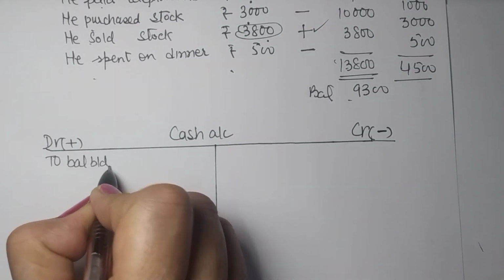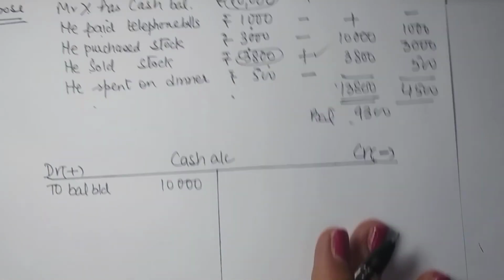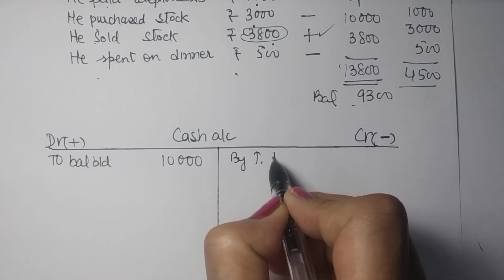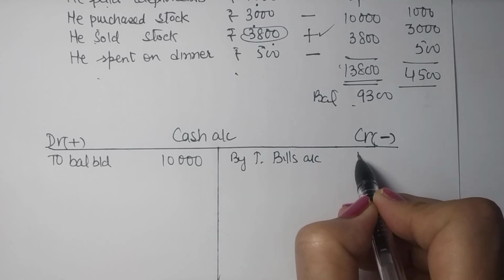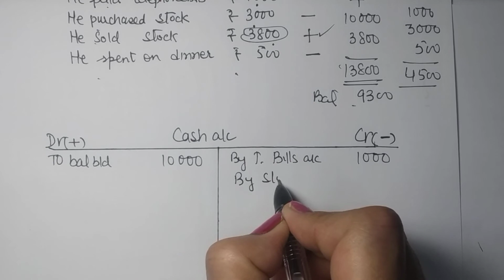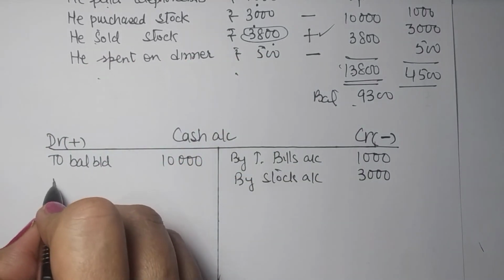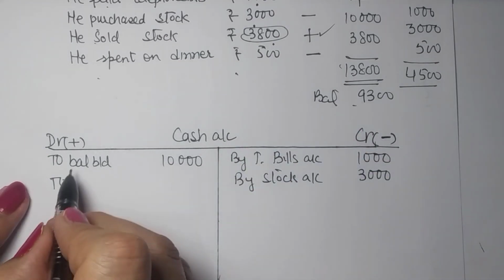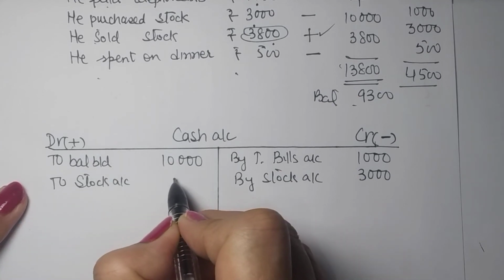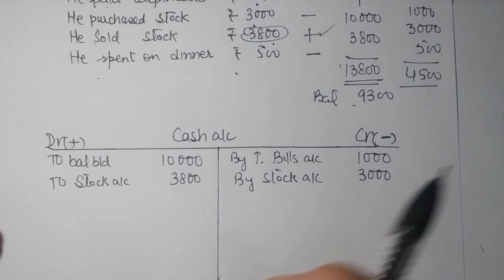So 'To balance brought down', 10,000. Minus, telephone bills paid by you. So 'By telephone bills account', 1,000. Purchased stock, minus. So 'By stock account', 3,000. Sold stock, you got cash, plus. So plus is this. So 'To stock account'. So remember we are to account for the transactions according to the direction, plus or minus.